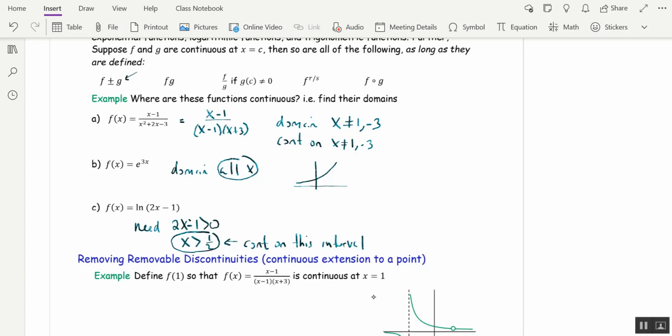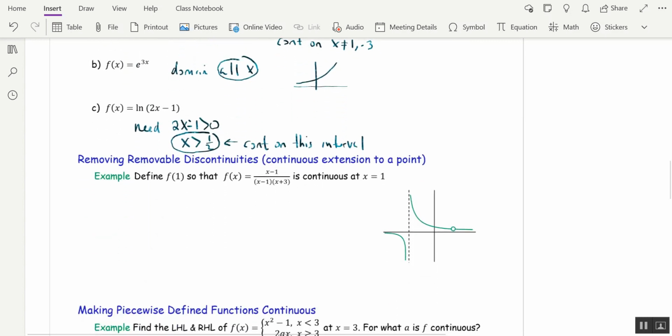Okay, let's talk about removing removable discontinuities. So this is the function we looked at above. Can we define f of 1 so that f is continuous at 1? And we see over here in the picture, there seems to be a hole when x is 1. So let's find the limit as x goes to 1 of f of x.